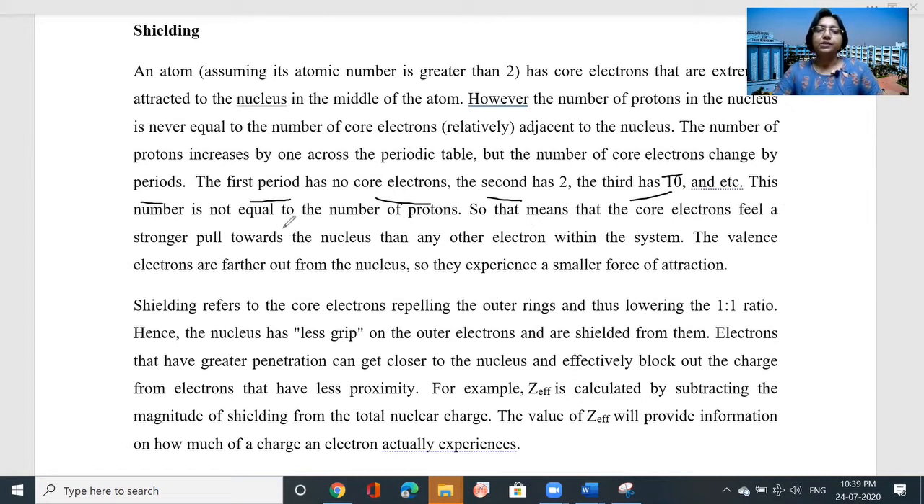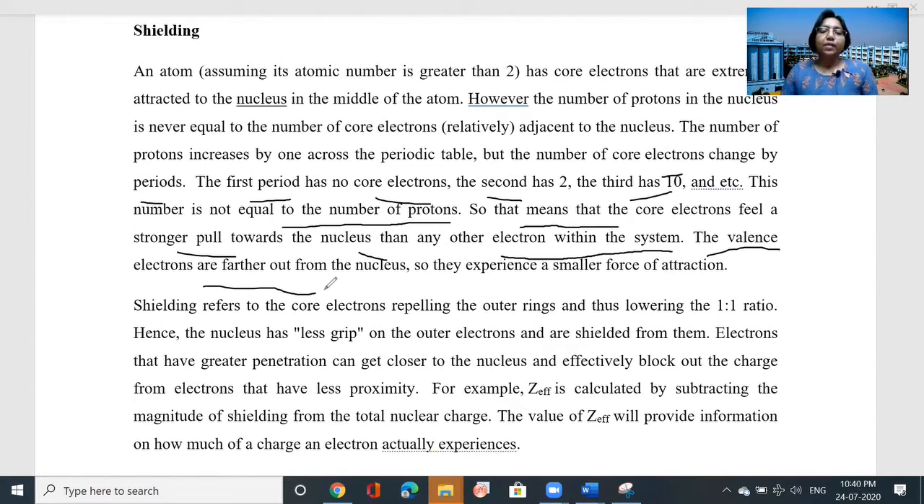This number is not equal to the number of protons. So the electron is not similar to the proton. That means the core electron feels a stronger pull towards the nucleus than any other electron within the system. The valence electrons are further out from the nucleus, so they experience a smaller force of attraction.